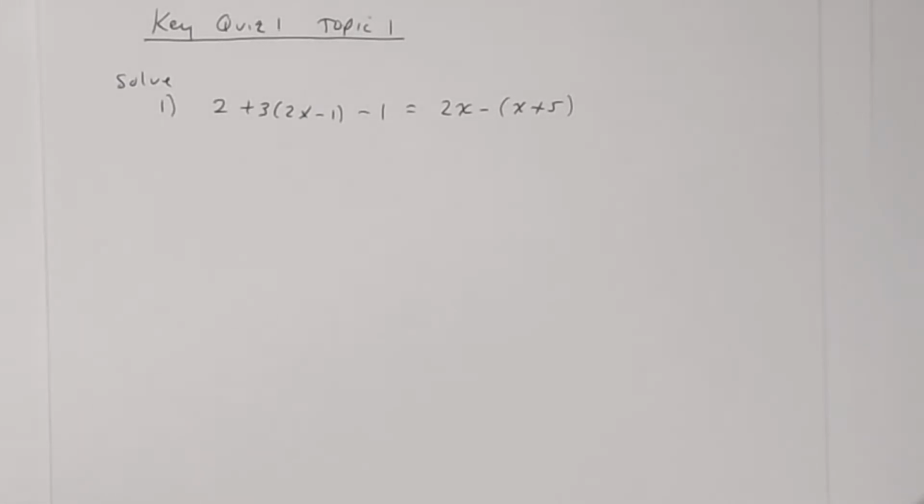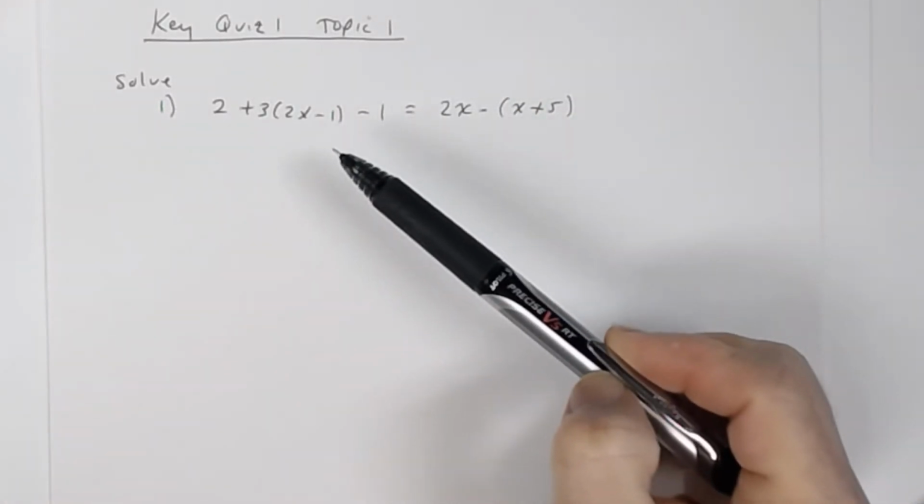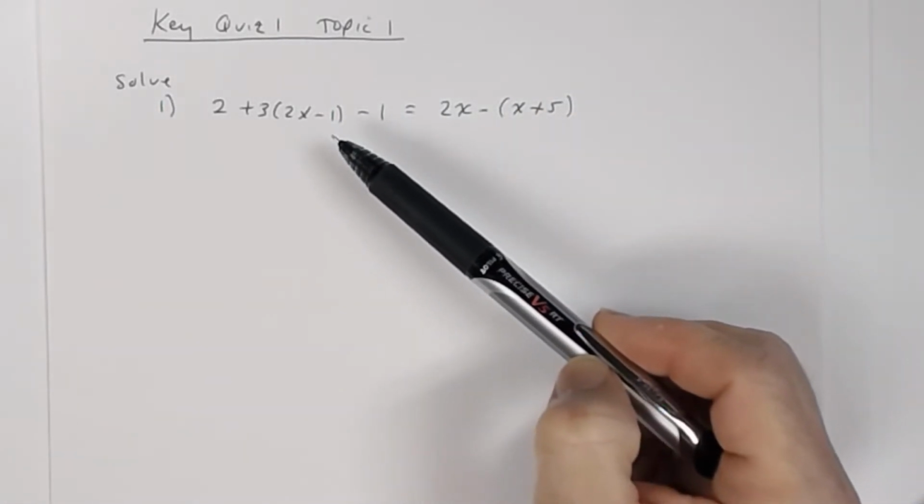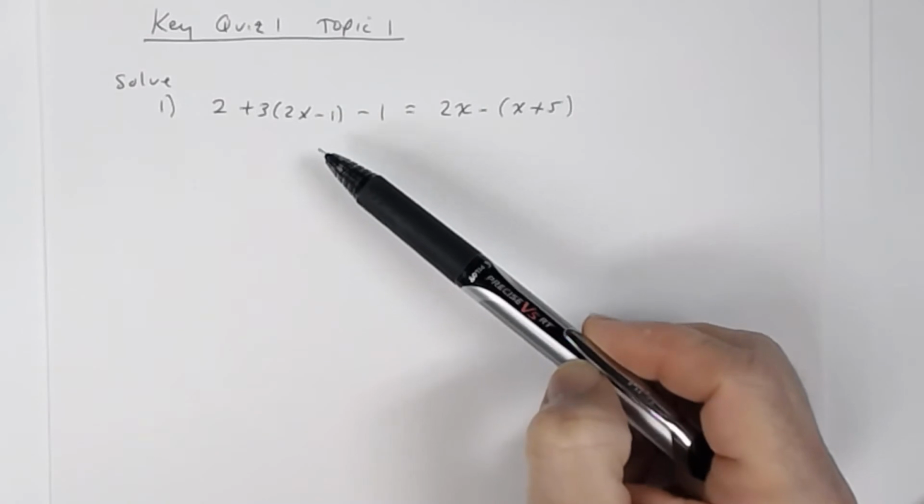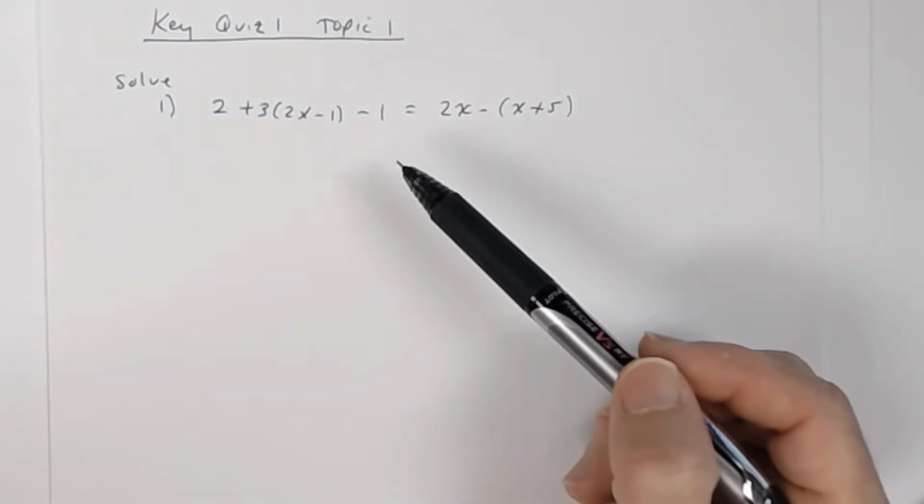This is the key to quiz 1, and quiz 1 just covered topic 1. And so there are two problems, two linear equations you have to solve. And here's the first one. To solve this linear equation, this is a straightforward one.